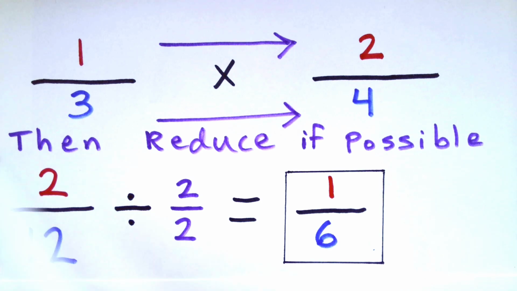Okay, so 1 times 2 is 2. 3 times 4 is 12. So we have 2/12ths. Now, I have an even number on top. I have an even number on bottom. Most likely, I can divide at least the smallest even number into top and bottom in order to reduce this fraction. 2 divided by 2 is 1. 12 divided by 2 is 6. Now, 2 is the smallest even number.